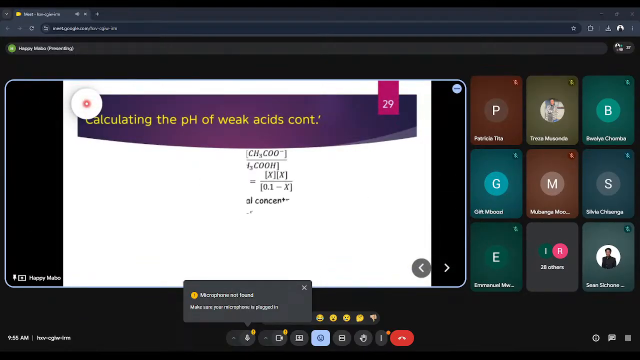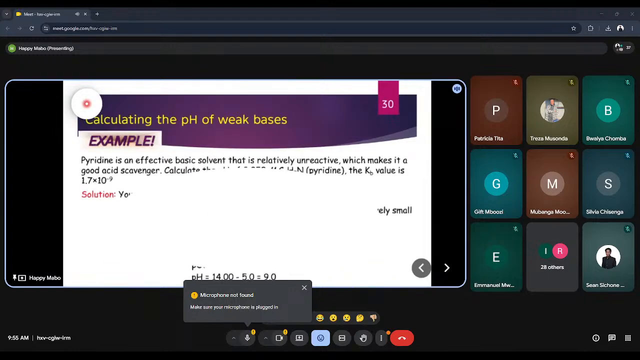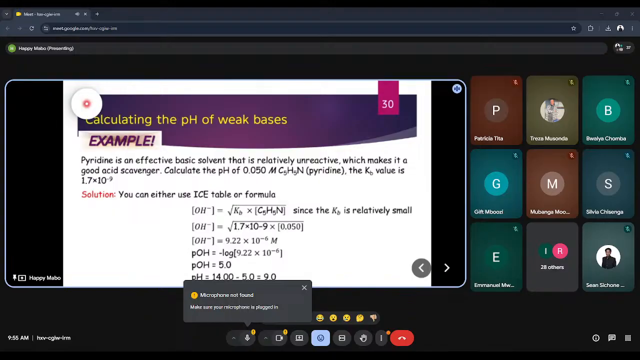When you have weak bases, you would have to use almost the same approach that we have just used. For those of us that are able to remember what we had said earlier, there's an easier way of determining the hydroxide ion concentration, or even the hydrogen ion concentration, whenever you're dealing with weak acids and bases. You would simply have to use this formula here. So if you had pyridine, with a concentration given as 0.050, and the Kb value has been given, you can either use the ICE table method, or you use the formula method, depending on which one you are able to remember faster.